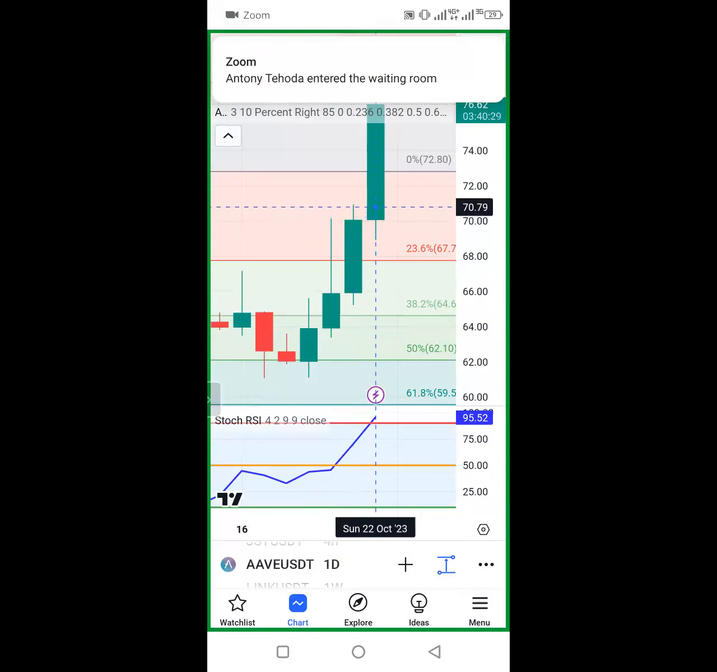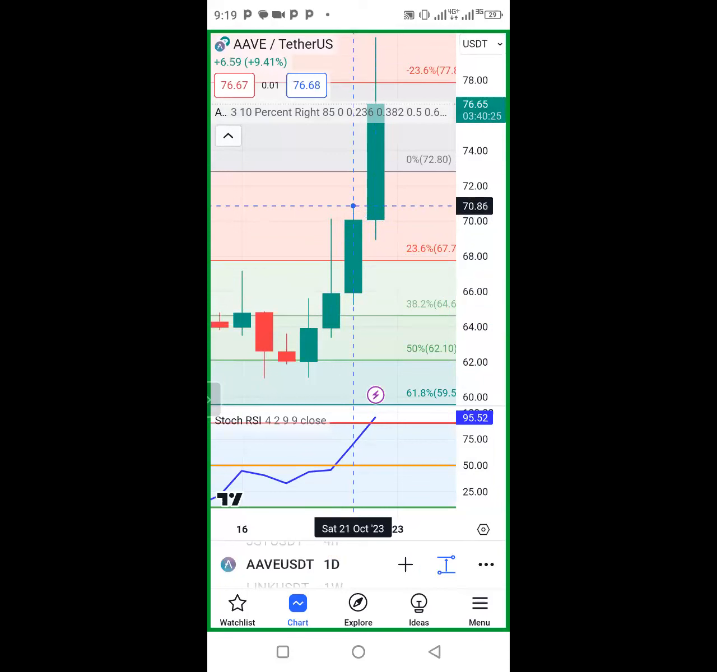Then this is the wick or the shadow. The wick at the top tells you the highest price, and the wick at the bottom tells you the lowest price. The lowest it went yesterday was $65. Then the highest is $70.90. So this is how you check, whether it is a red or green candle.